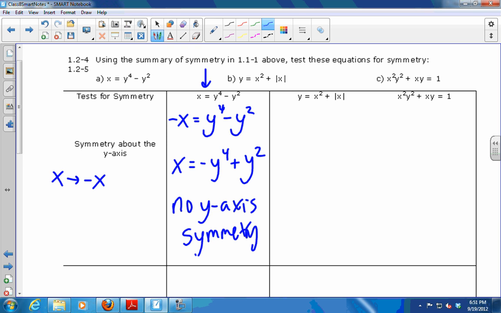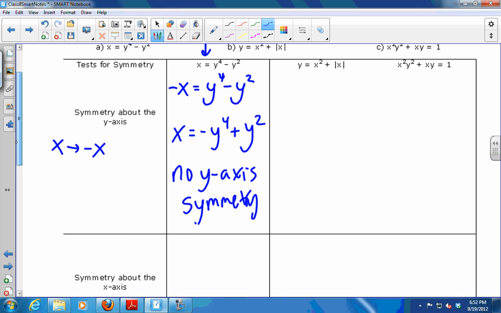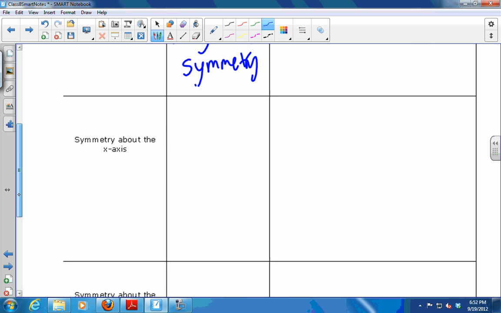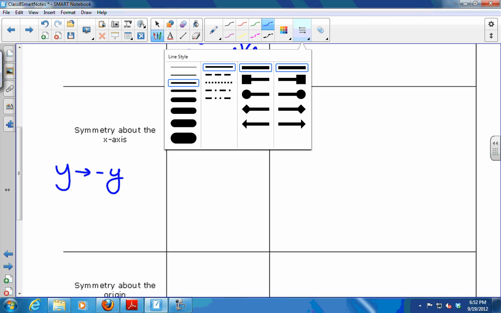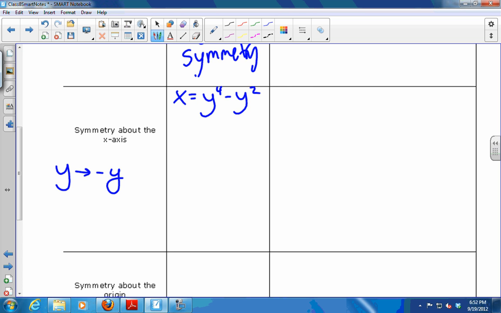So let's try x-axis symmetry. So the equation is x equals y to the 4th minus y squared. This is the original. So the test for symmetry about the x-axis is to replace y with negative y. So for both of my y's, I'm going to replace them with negatives. So I get x equals negative y to the 4th minus negative y squared. So just in each place I saw a y, instead I wrote a negative y.